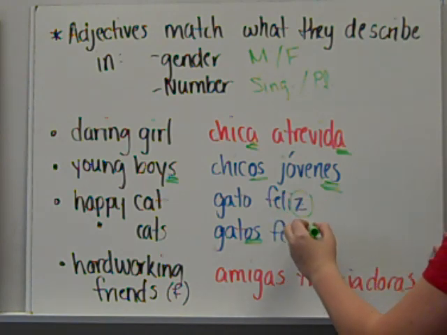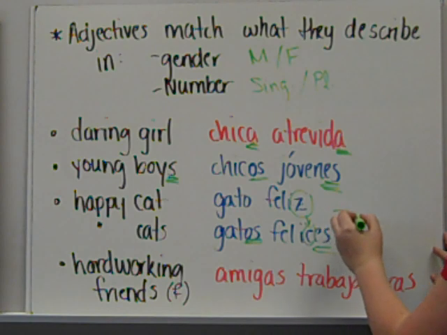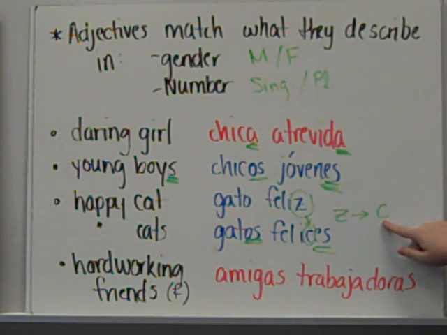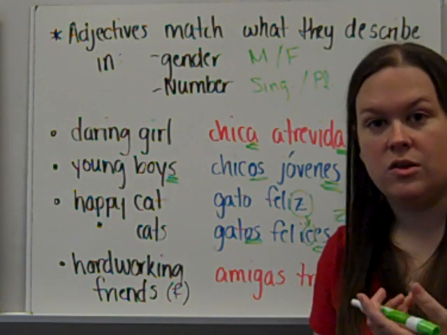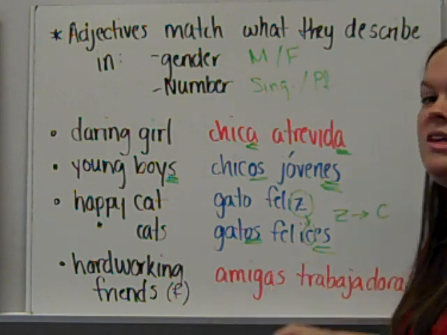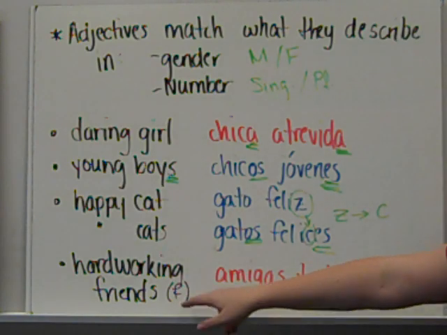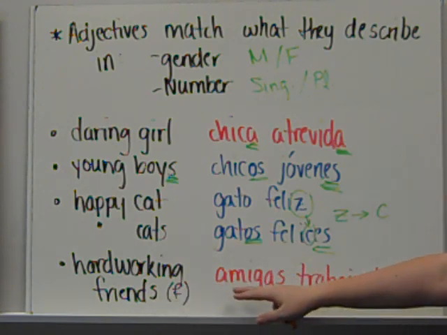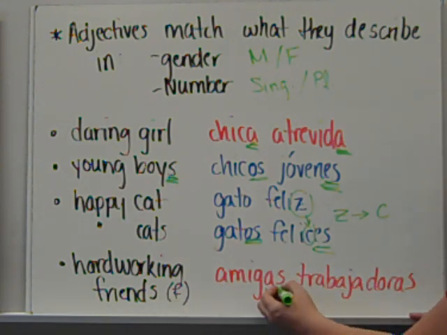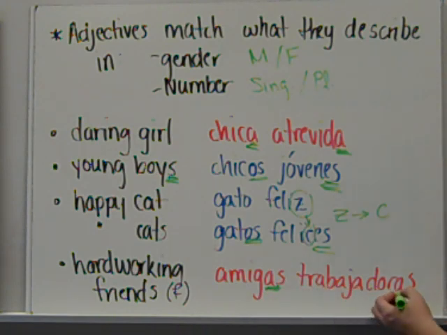Also note that if you make a singular word ending in a Z plural, it changes to a C. And the reason it does that is to keep the sound still the same. Feliz to felices. And hardworking friends, and this means it's feminine, so all female friends. Amigas, so it is feminine and plural. So trabajadora, an A to make it feminine, and an S to make it plural.